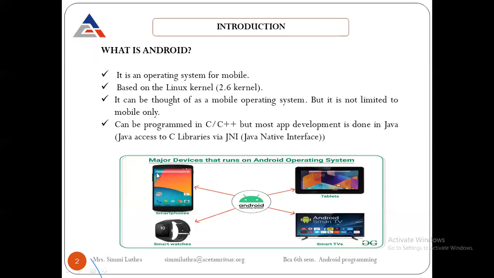So the major devices that run on Android operating systems are smartphones, tablets, smart watches, and smart TVs. These are the devices on which we run the Android operating system. Clear?